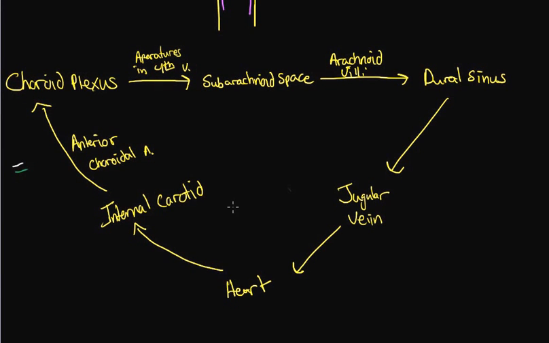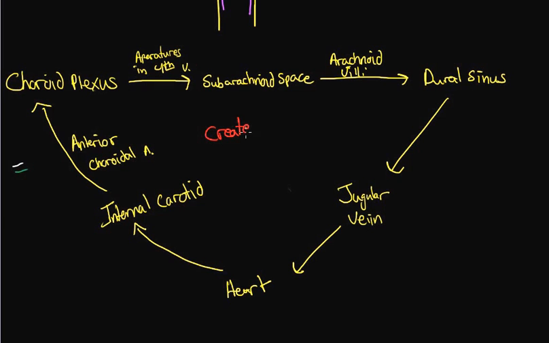So we can go over it again, and then we'll walk through the diagram one more time. We have the choroid plexus as a starting point here, where it's created in the ventricles. It's going to enter this subarachnoid space through the apertures of the fourth ventricle. When it's ready to leave the subarachnoid space, it's going to enter the dural sinuses through the arachnoid villi. From there, it's going to drain back into the jugular vein, go to the heart, then through the internal carotid and the anterior choroidal arteries, it's going to head back to the choroid plexus.